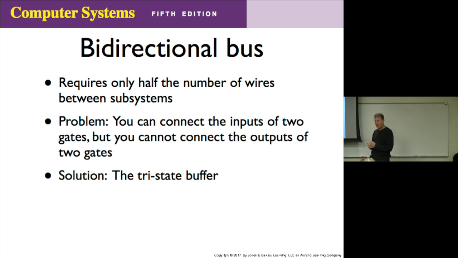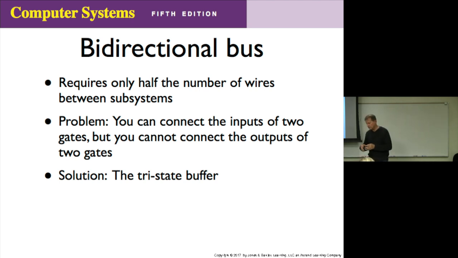The problem is you cannot connect the inputs of two gates. Sorry, you can connect the inputs of two gates, but you cannot connect the outputs of two gates. And so the solution to this problem is a new device that we're going to have to learn about. It's called the tri-state buffer. Okay? We've never talked about tri-state buffers before, but here we go. The tri-state buffer is going to solve this problem.